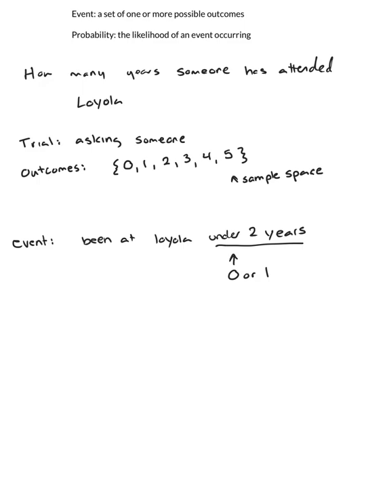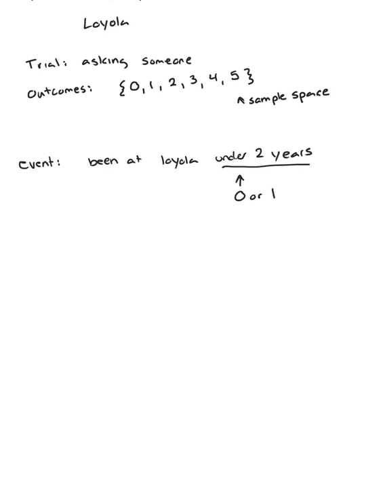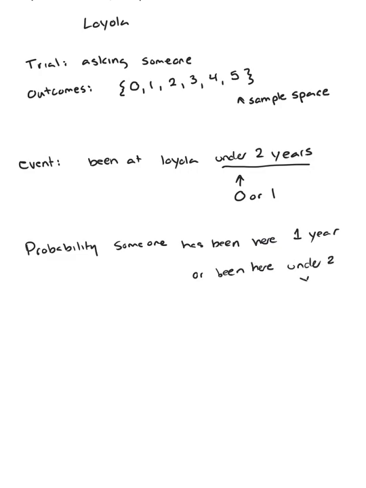Now, the probability would be the likelihood that this happens. So, for instance, if I want to look at the probability someone has been here 1 year, or I could look at been here under 2 years. So once again, this would just measure the likelihood that this would actually happen.